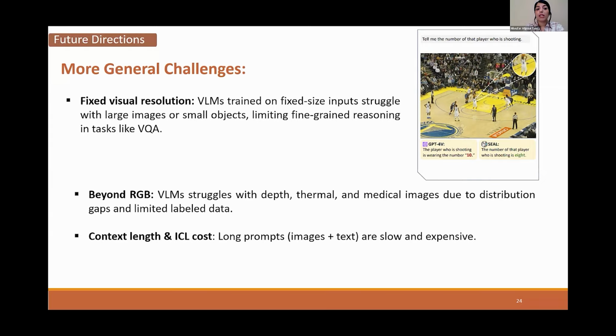But there is a computational cost here. Also, the performance of the VLM is very sensitive to the order of these demonstrations, which comes first, or, for example, which demonstrations we choose from our dataset. All of them are still challenges that people are currently working on.